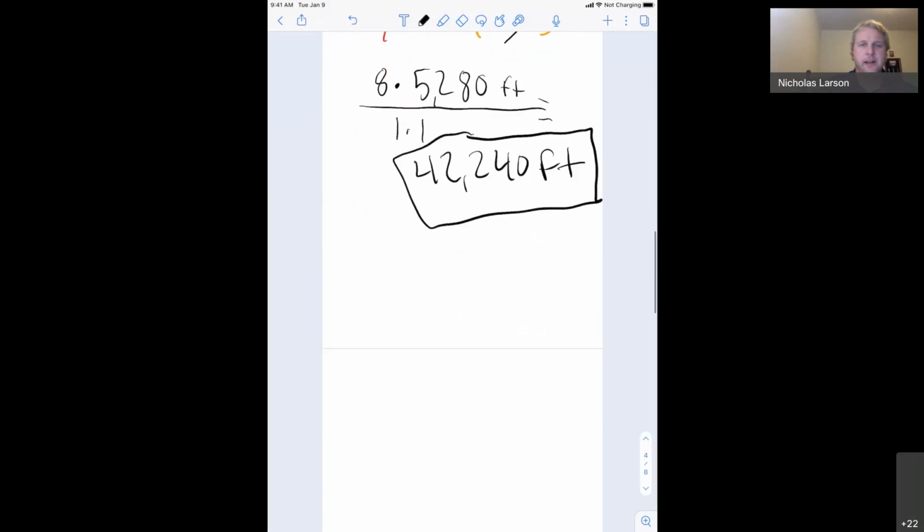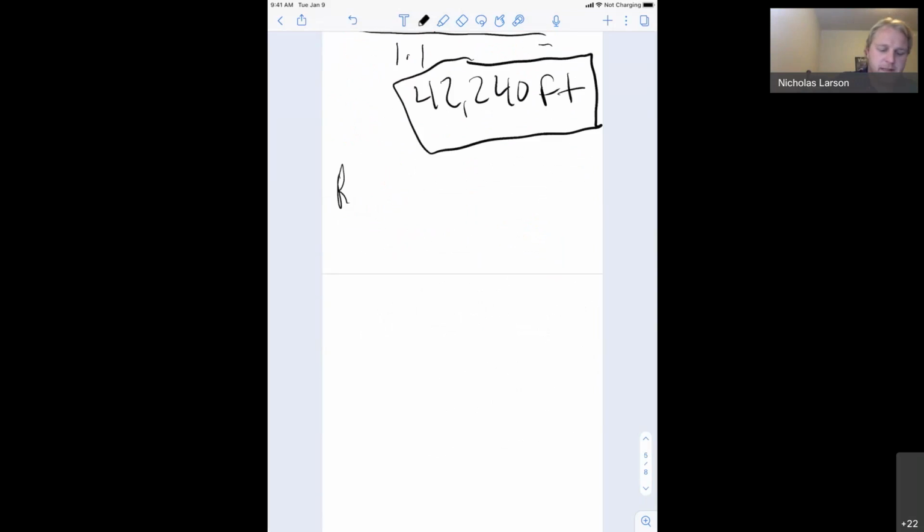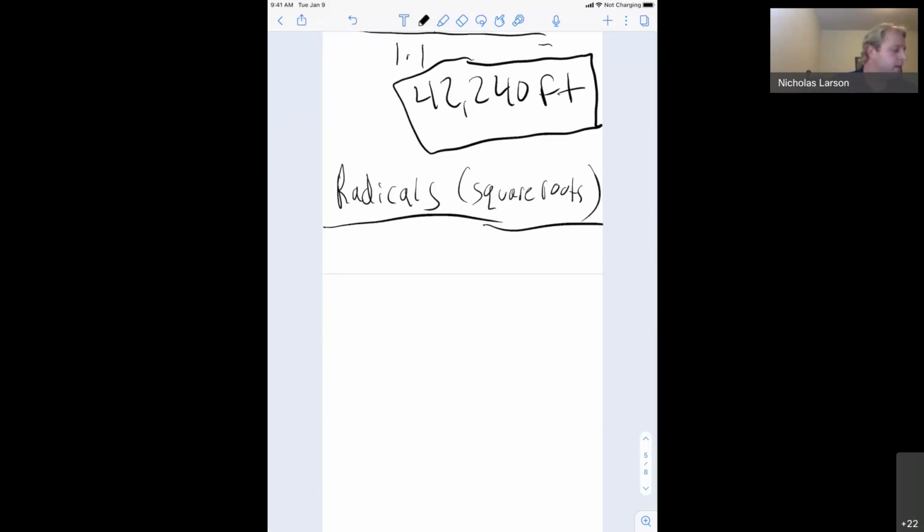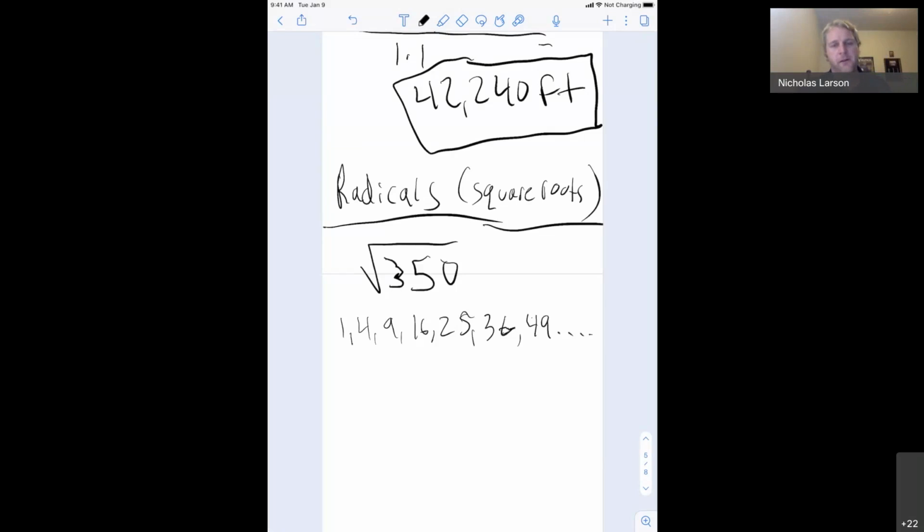Again, just for the sake of time, we've got to talk about our radicals. Radicals is a fancy word for square roots. So if I look at my square roots, I'm going to say, hey, I want to find the square root of 350. Now, most of us don't know this off the top of our head. I know I don't. But the trick to solving these is we want to find our perfect squares. So again, I'm writing a list of some of our perfect squares. Again, 2 times 2, 3 times 3, 4 times 4, 5 times 5, 6 times 6, 7 times 7. Okay, those are our perfect square numbers.